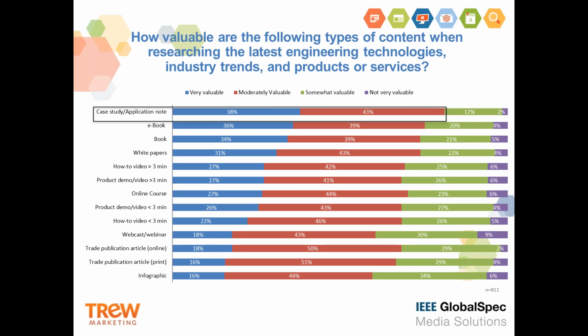And then the second is followed by longer copy ebooks. So that's where you see that second black bar around ebooks. 36% of engineers rated them very valuable, and a total of 75% rating it very or moderately valuable when you get both of those blue and red bars. And then the third, this is the third box that you see around the books and white papers. This third most valuable content type was really a tie when you round up, combining both the blue and the red bars. It was between books and white papers at around 73 to 74%, respectively.